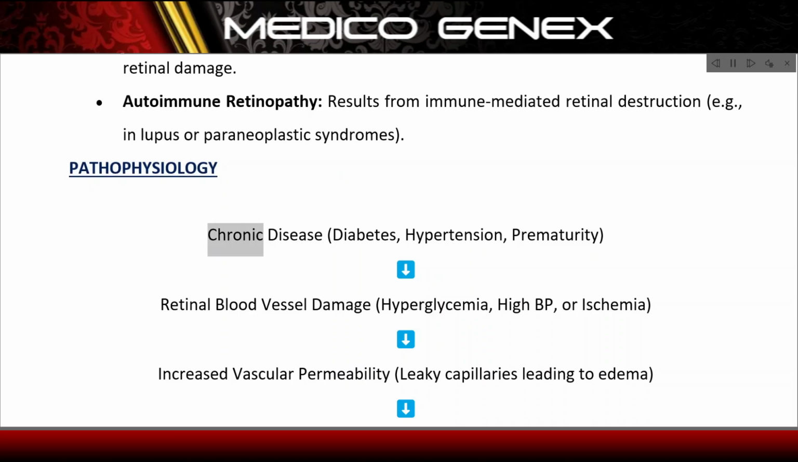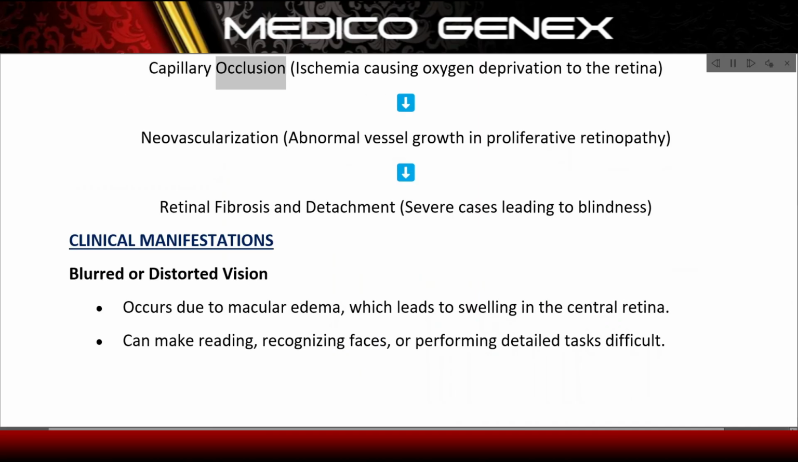Pathophysiology. Chronic disease, diabetes, hypertension, prematurity. Down arrow. Retinal blood vessel damage, hyperglycemia, high BP, or ischemia. Down arrow. Increased vascular permeability, leaky capillaries leading to edema. Down arrow. Capillary occlusion, ischemia causing oxygen deprivation to the retina. Down arrow. Neovascularization, abnormal vessel growth in proliferative retinopathy. Down arrow. Retinal fibrosis and detachment, severe cases leading to blindness.